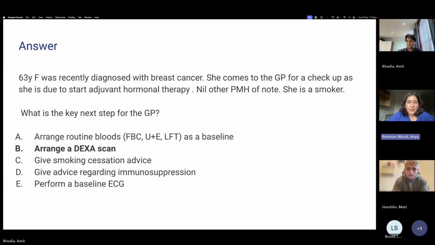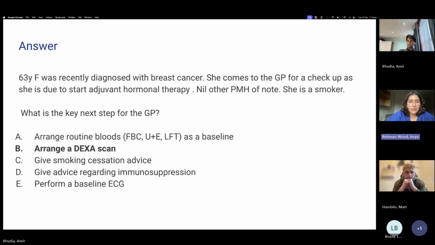Okay, sure. I think this is quite a hard question for fourth year. I think it's more of a fifth year question. They essentially want you to recognise that she's at risk of getting osteoporosis. So the adjuvant hormonal therapy they're referring to is likely an aromatase inhibitor. So that's letrozole or anastrozole normally. And the main side effect of those is that it can reduce bone mineral density.